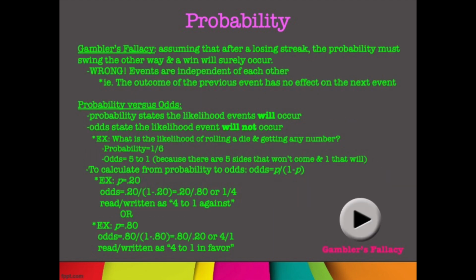Okay, so the next thing we're going to talk about is the Gambler's Fallacy. So the Gambler's Fallacy is kind of funny. You see it a lot in real life. It's assuming that after a losing streak, the probability must swing the other way and a win will surely occur.